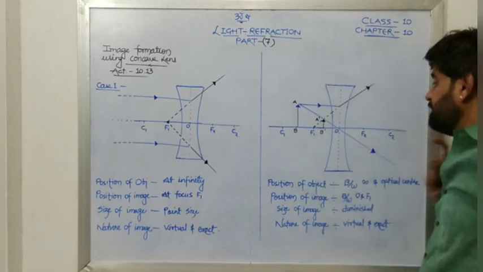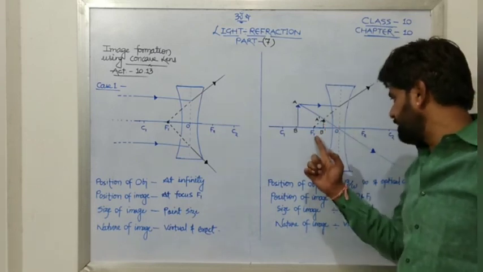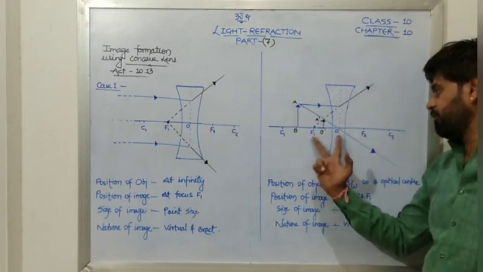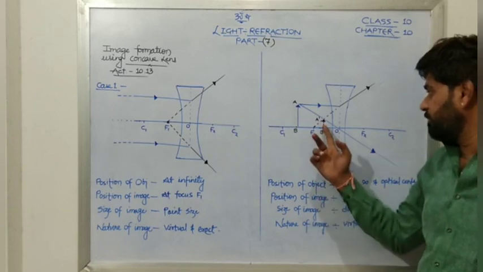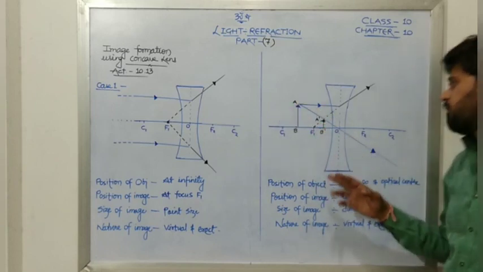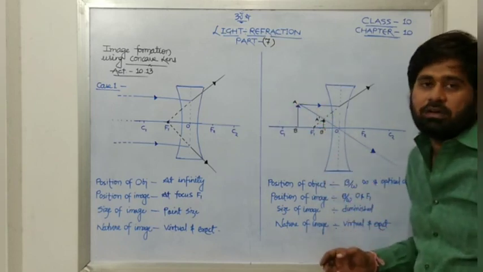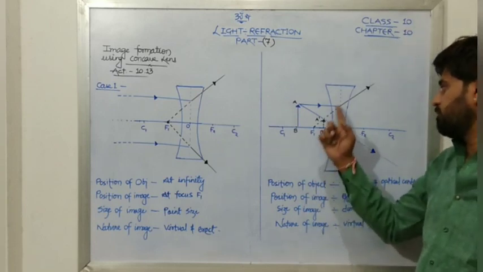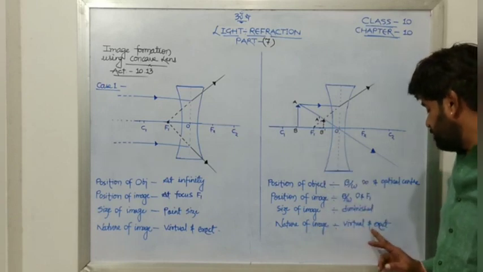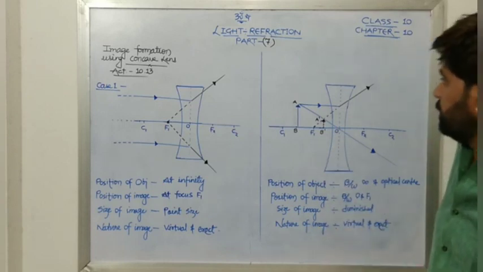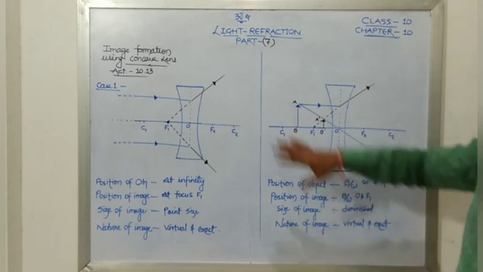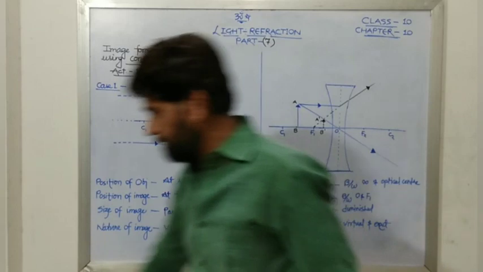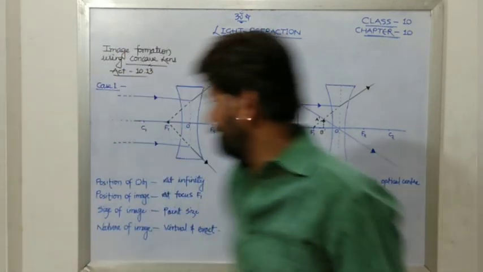The image is formed between optical center and F1. The size of the image is smaller than the object, or you may say the image is diminished. Now the nature: because the virtual lines are meeting, the image is virtual and erect. So this was all about image formation using concave lens, that is activity number 10.13.